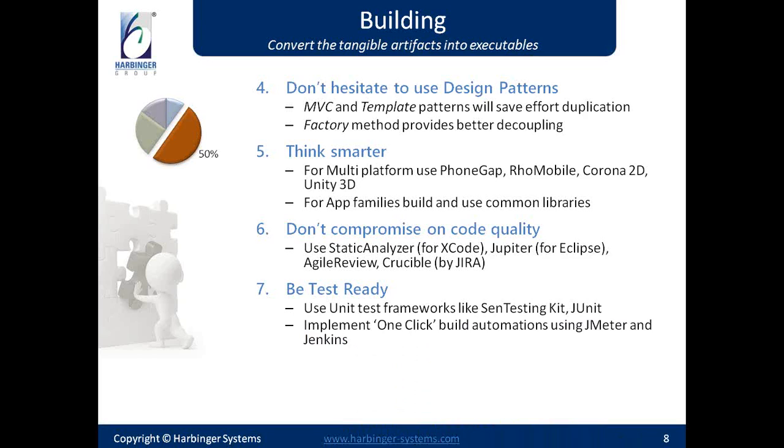At the same time, you should also implement something called one-click build automation. This can be done using JMeter and Jenkins. What one-click means is that it is a one-click process to build the application, to package the application, to deploy the application, and then finally to unit test the application and submit a result. If this is automated, it can save a ton of time.